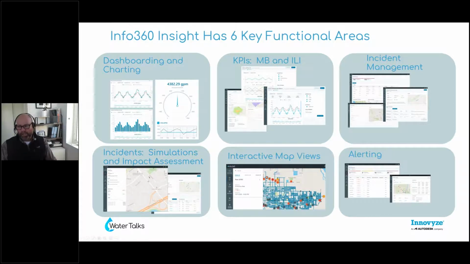I'll show briefly just the interactive map views. Obviously, all of our water systems have a high spatial component, and it is certainly our objective that we make sure this is very, very geographically, contextually built, so that you can not only get the analytics and understand the what and the how, but you also know the where.